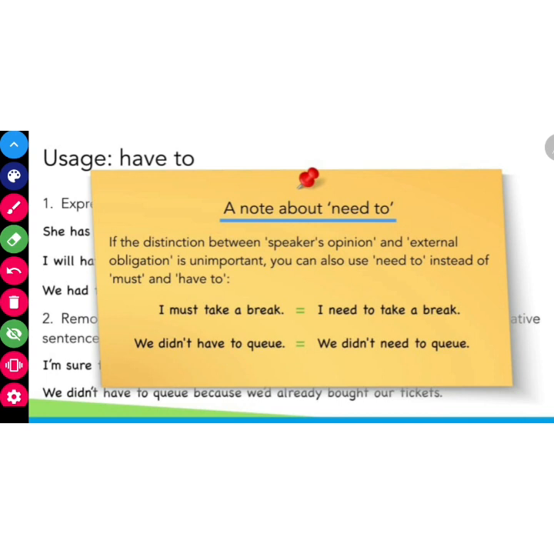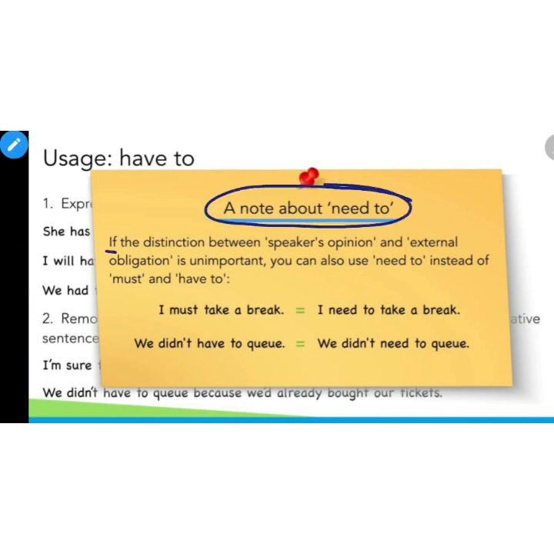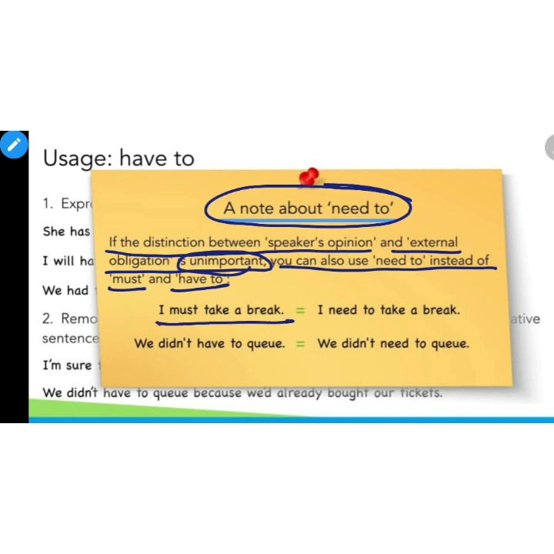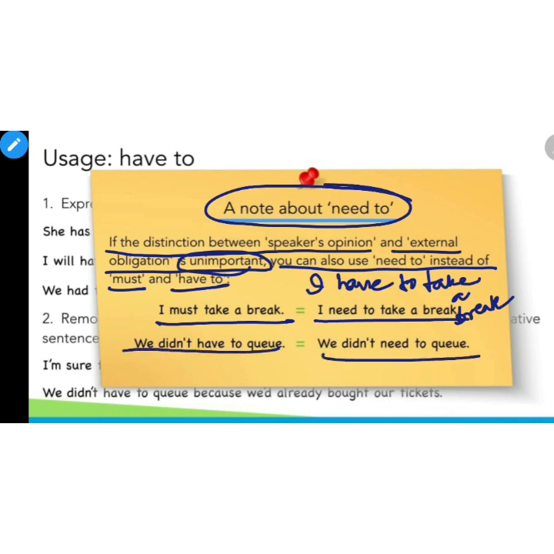Okay, one more thing. A note about need to. If the distinction between speaker's opinion and external obligation is unimportant, you can also use need to instead of must and have to. I must take a break. I need to take a break. I have to take a break. We didn't have to queue. We didn't need to queue.